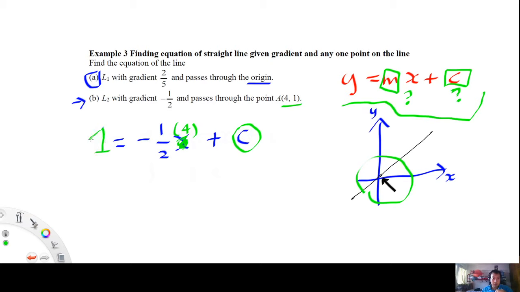Okay, so let's solve this. Minus half times 4 is minus 2. So now our equation becomes 1 equals minus 2 plus C. Then you can see that as I shift the minus 2 over, my C equals 3.